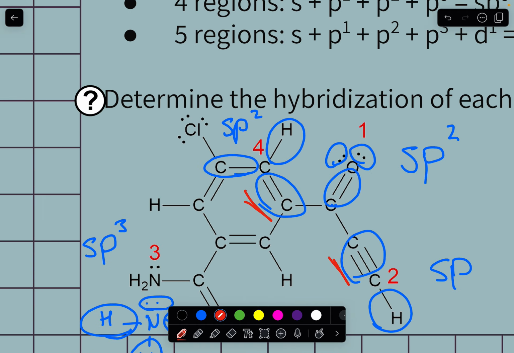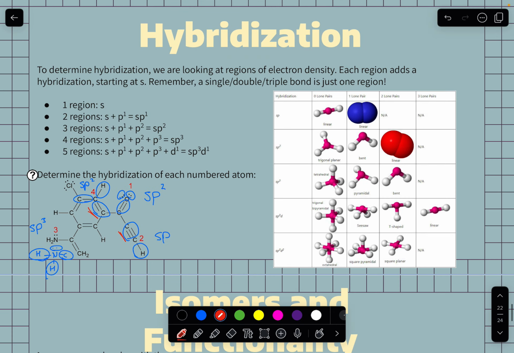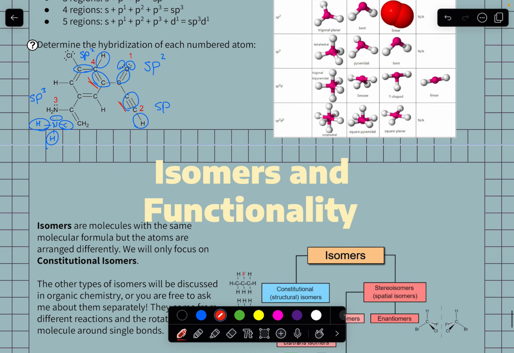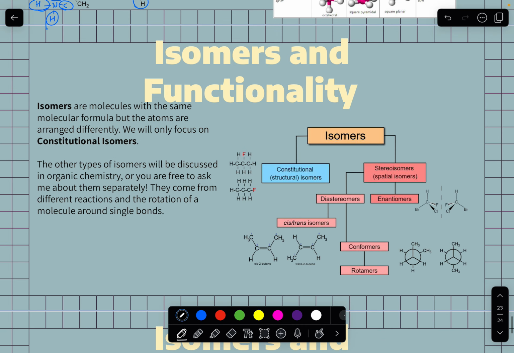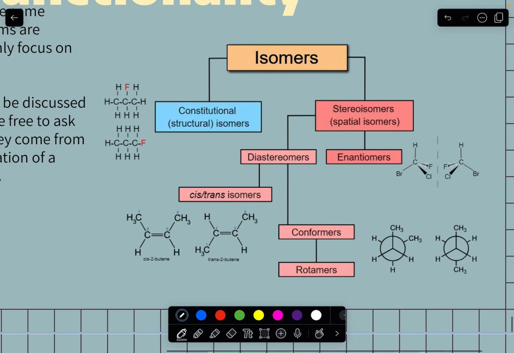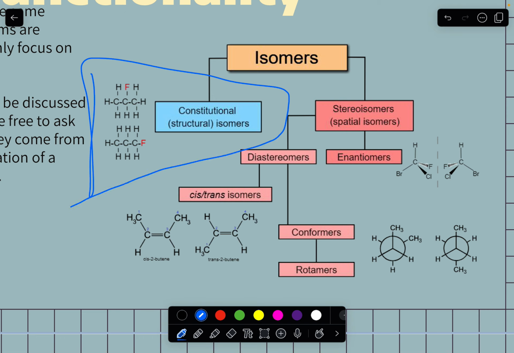All right. And then our last topics are isomers and functionality. So when we talk about isomers, isomers are molecules with the same molecular formula, but they're arranged differently. So these are some examples of isomers. We're only going to look at this blue area here. We're only going to look at the constitutional isomers for AP chemistry. Okay. The other ones, if you take organic chemistry in college, you'll learn about all of those as well.